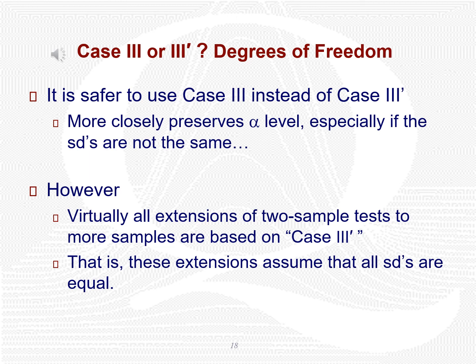How willing should we be to assume that the two population variances are equal? Well, it's safer just to use case 3, where we don't assume they're equal, instead of case 3 prime. Even if the two variances are equal, the first case 3 will still work out. However, virtually all extensions of two-sample tests to more samples are based on case 3 prime. That is, these extensions all assume that the standard deviations are equal. We would generally at least use graphical checks to see if this assumption is reasonable, and there are hypothesis tests that can be used to test this assumption explicitly.